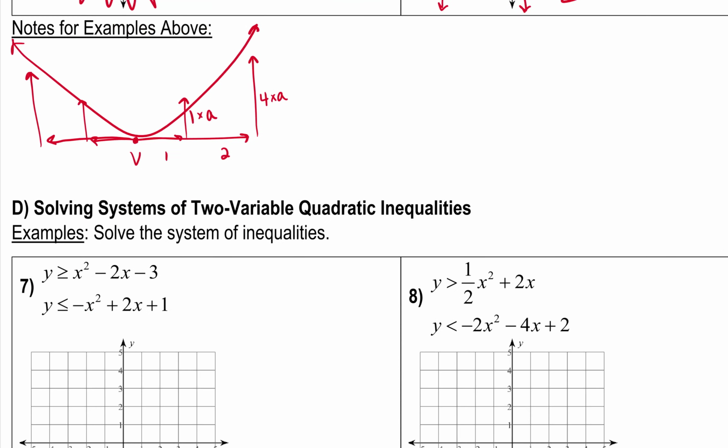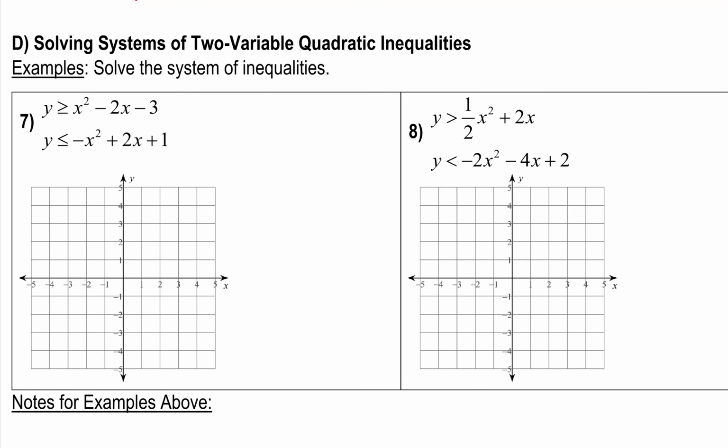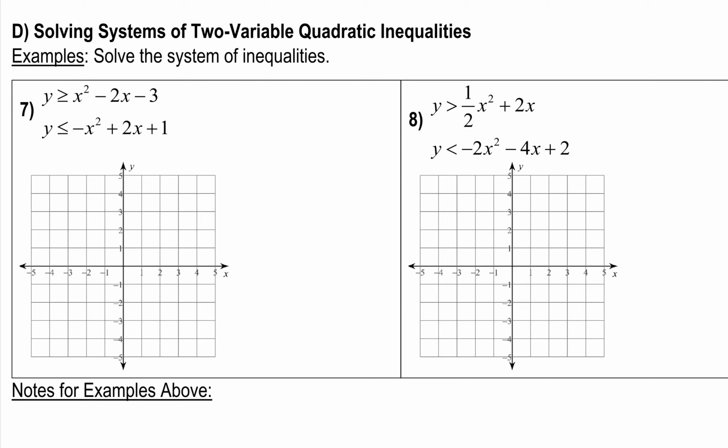Alright, last 2. Solving systems of 2 variable quadratic inequalities. So notice we have 2 quadratics to solve. Now these are kind of the same as what we did. We have to find the vertex for each one, use the quadratic pattern to graph both.